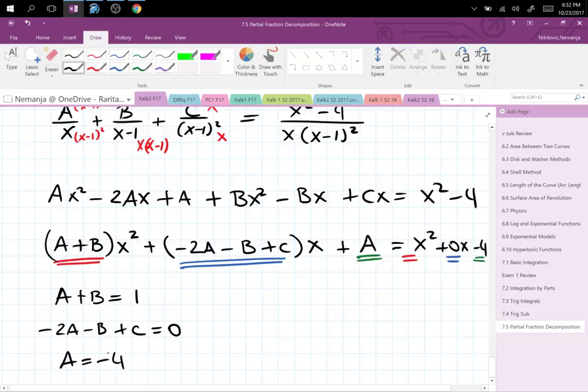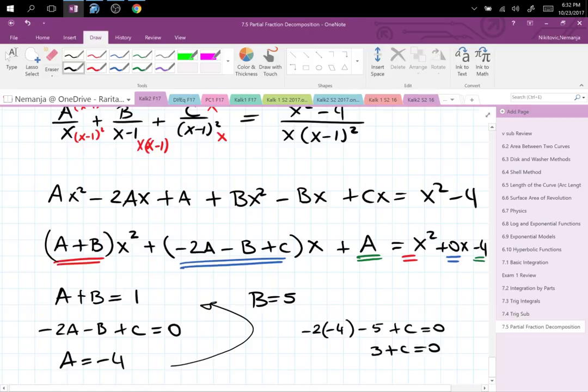So if A is negative 4, well, you plug that into the top equation and you get that B is equal to 5 immediately. And now you feed both of these into the middle equation. So negative 2 times negative 4 minus 5 plus C equals 0. This is a positive 8 minus 5 is 3 plus C equals 0. And we get that C is negative 3.